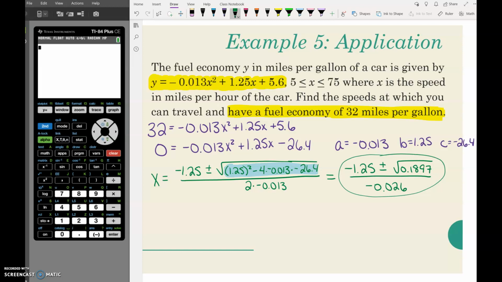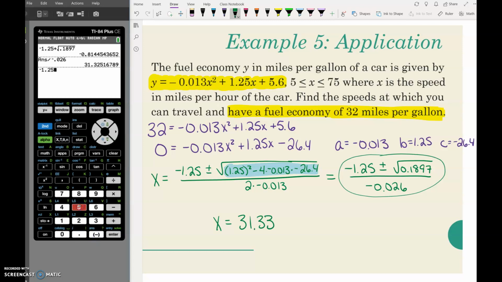We need to type this into the calculator. So I do negative 1.25 plus the square root of 0.1897, hit enter, then divide by negative 0.026, hit enter again. My first answer is 31.33.